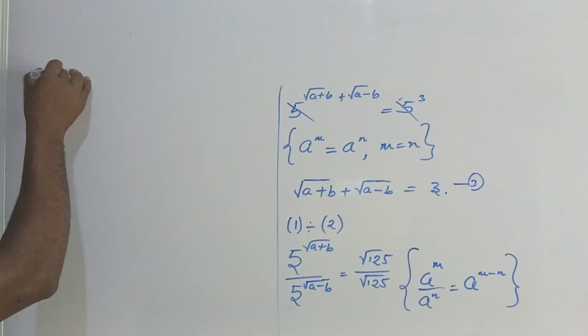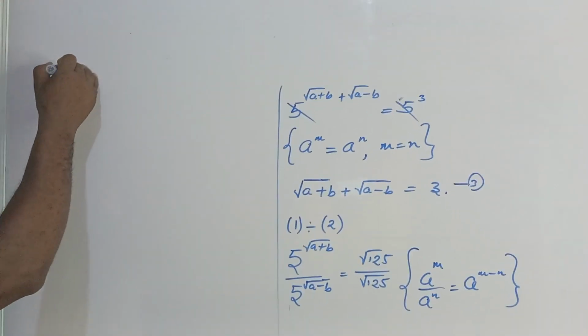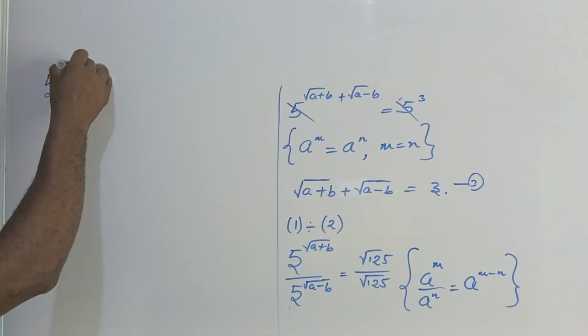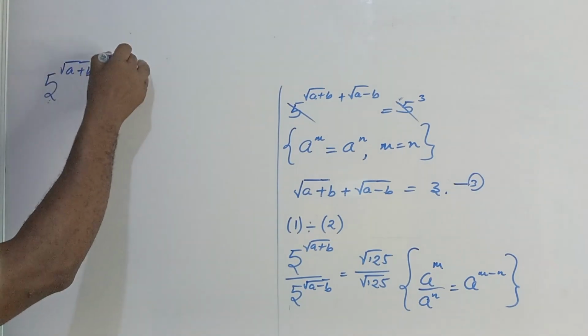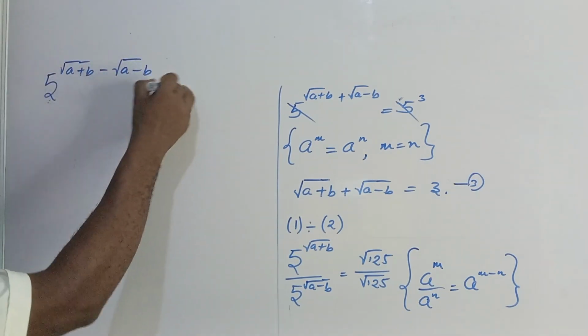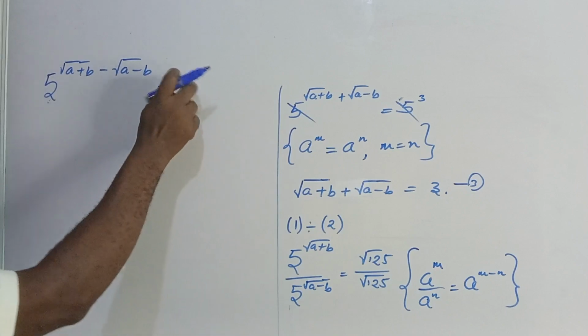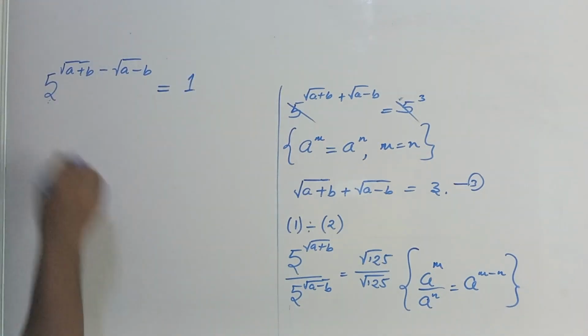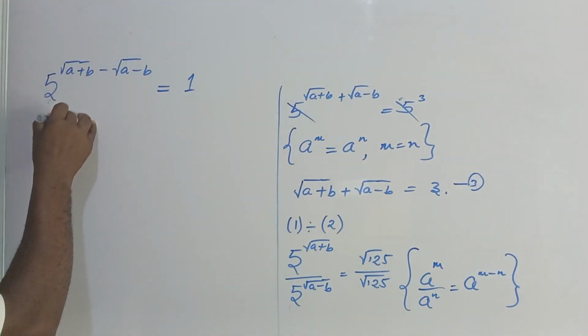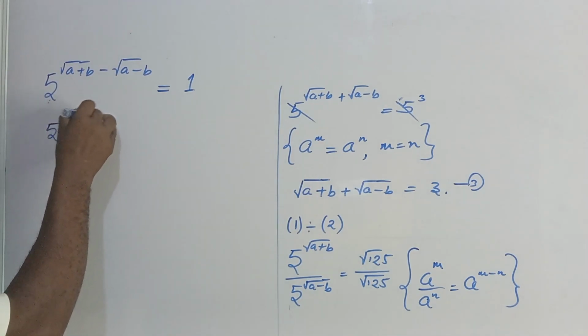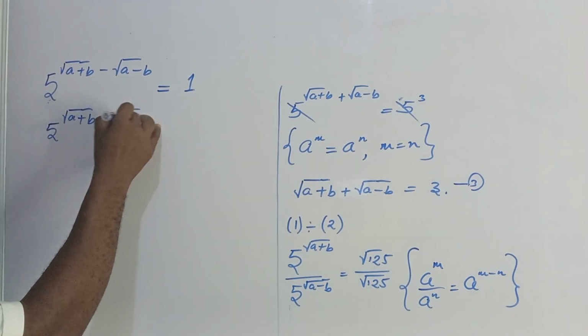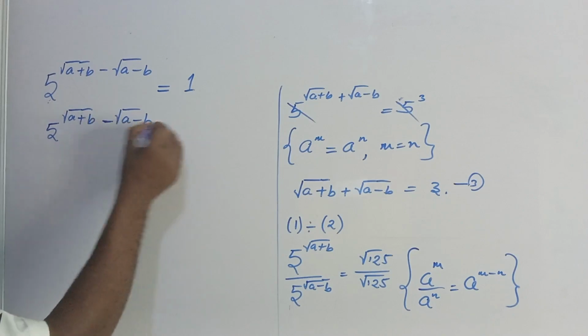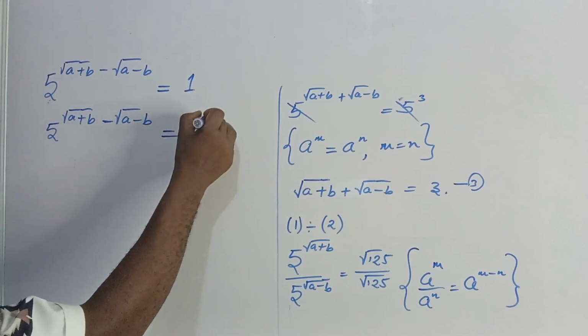So 5 to the power of square root of a plus b minus square root of a minus b equal to 1. I'm going to take these to base 5 as well. So that will be 5 to the power of square root of a plus b minus square root of a minus b equal to 5 to the power of 0.